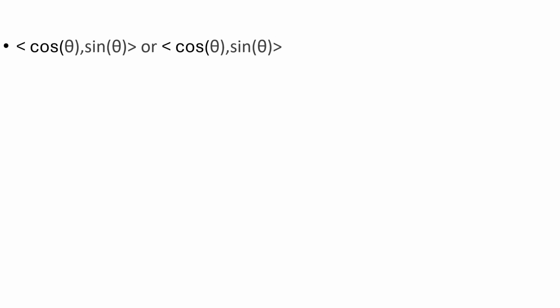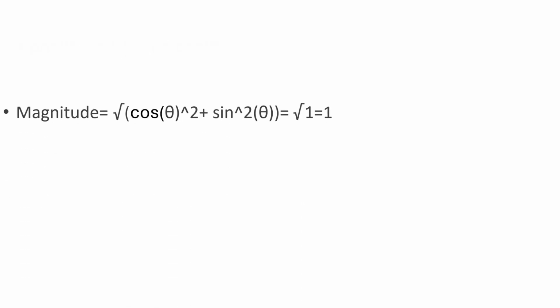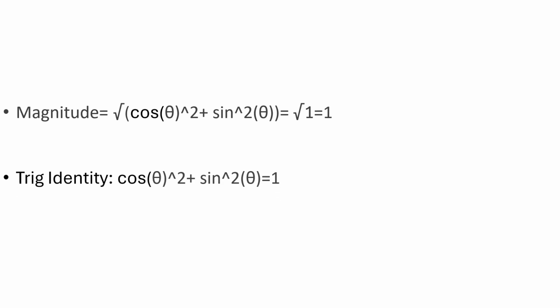A vector in 2D which has cosine theta and sine theta, which are the x and y components, or y and x components, is an example of a unit vector which always has a magnitude of 1, which you might know from the trig identity or a unit circle. Let's move on to something more practical.